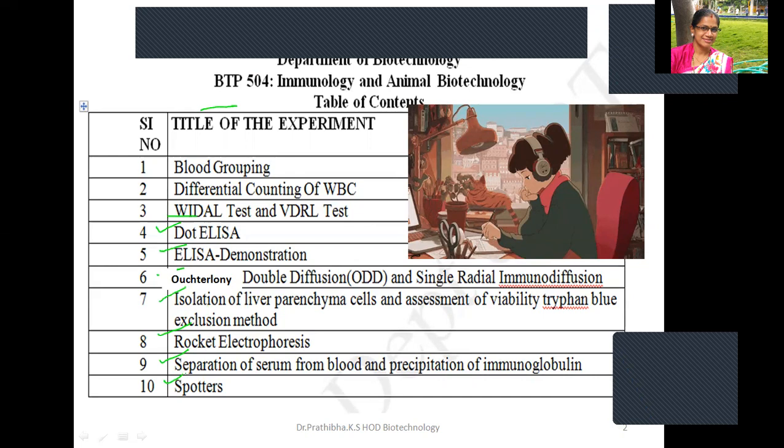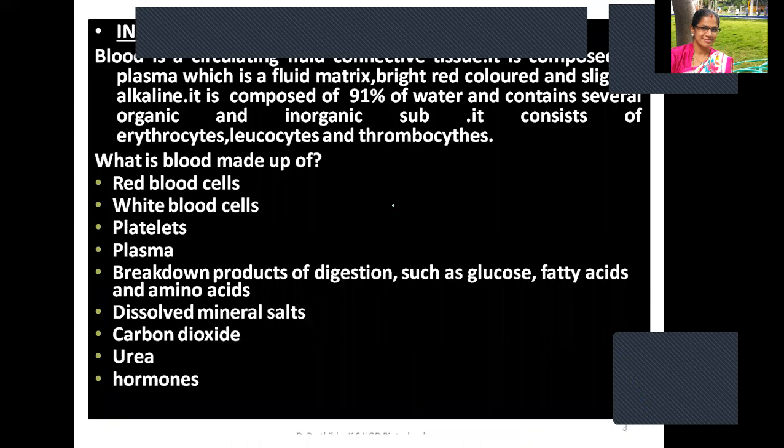So these are the list of experiments you are going to perform under immunology and animal biotechnology. Hope you are making note of all these experiments. Kindly make a note of all these experiments in your observation book. Hope you are keeping separate notebooks for theory and for practical. I request every student to make a list of all these experiments in your observation book. As and when we finish these experiments, you can make a right mark and get ready with the viva related to these experiments.